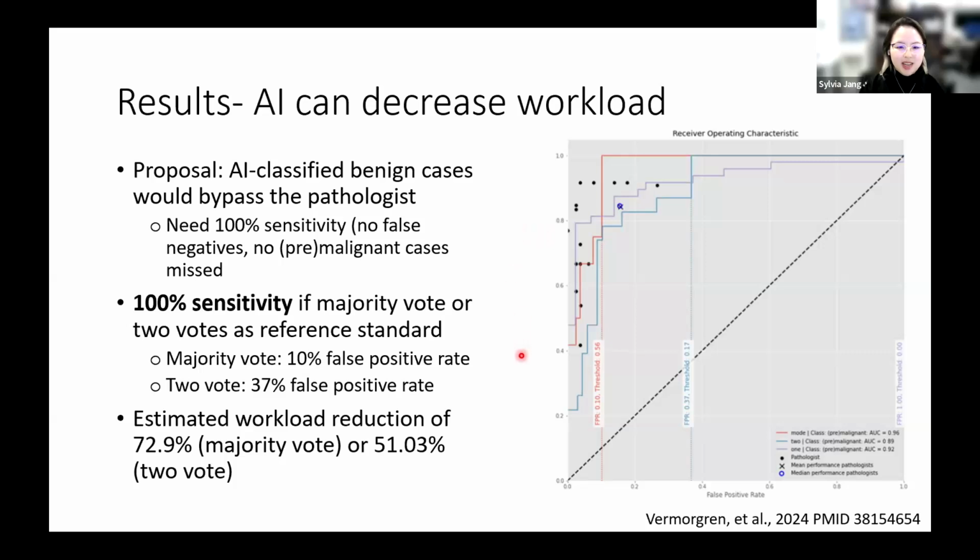And so they found that their AI program did reach 100% sensitivity if you used a reference standard of the majority vote or even just two pathologist agreement. You do get a higher false positive rate if you just use a two pathologist vote, and a 10% false positive rate for a majority vote. And so following this, you could potentially reduce the workload by up to 72% or 50%.